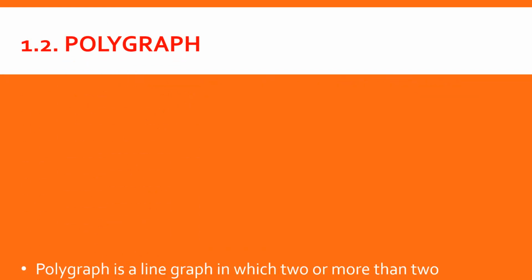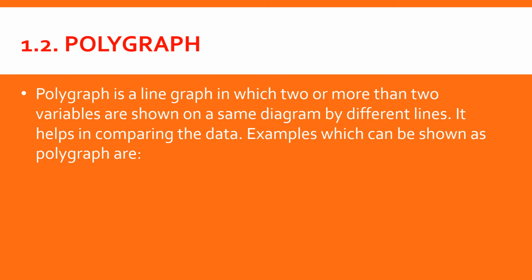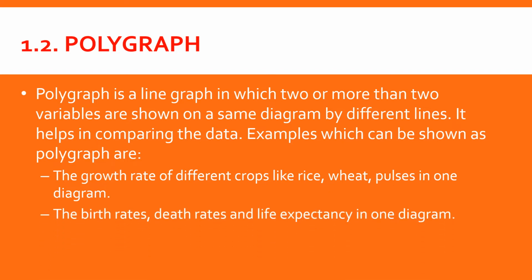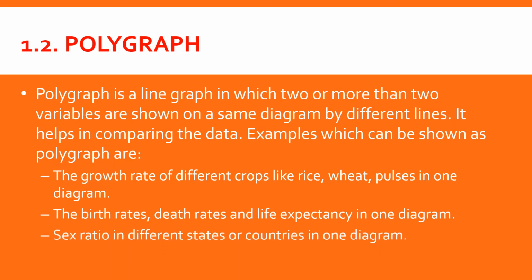Then we have the polygraph. A polygraph is a line graph in which 2 or more than 2 variables are shown on the same diagram by different lines. It helps in comparing data. Examples which can be shown as a polygraph are the growth rate of different crops like rice, wheat, and pulses in one diagram; the birth rates or death rates and life expectancy in one diagram; and the sex ratio in different states or countries in one.